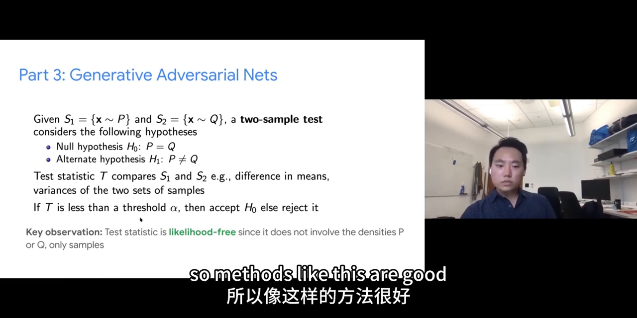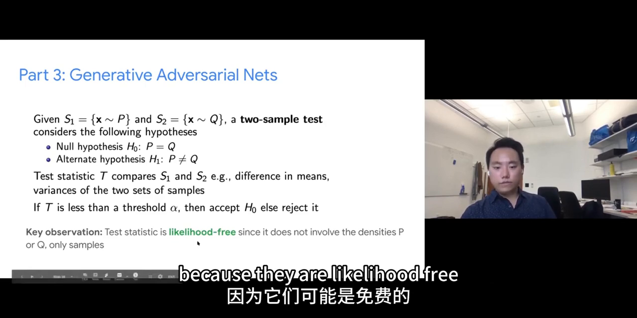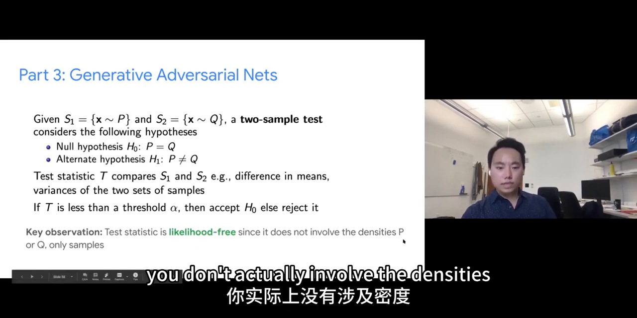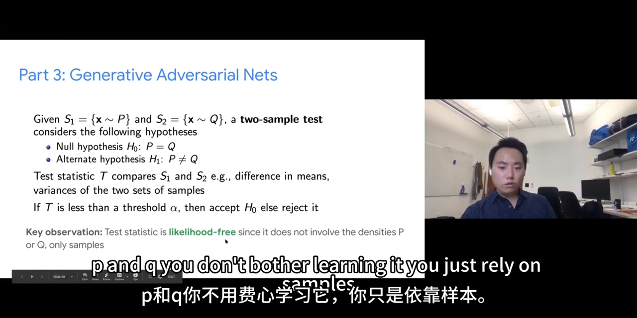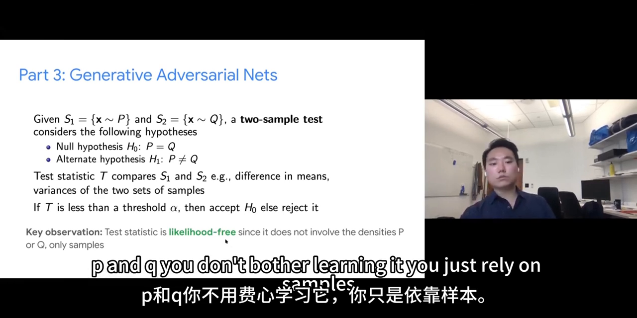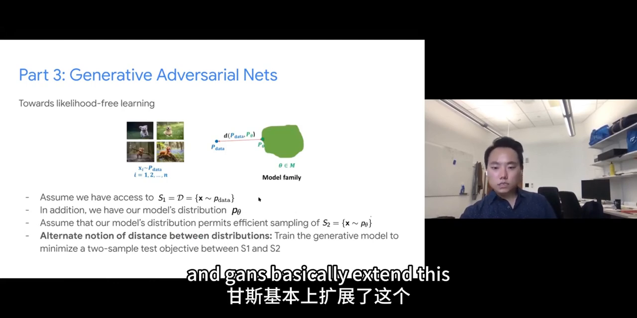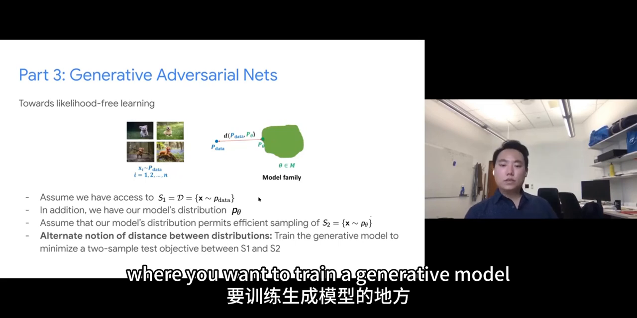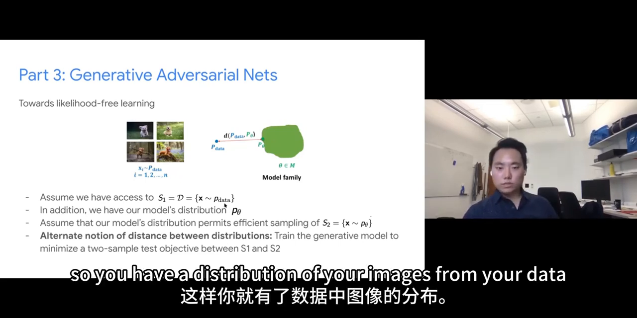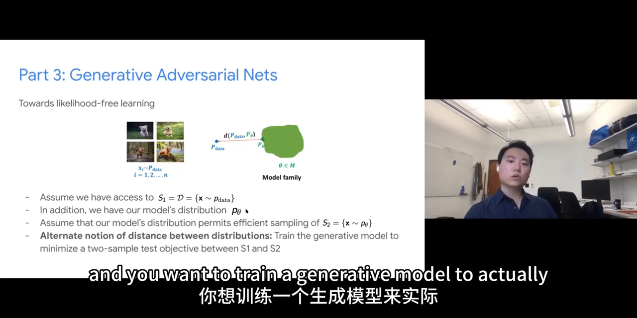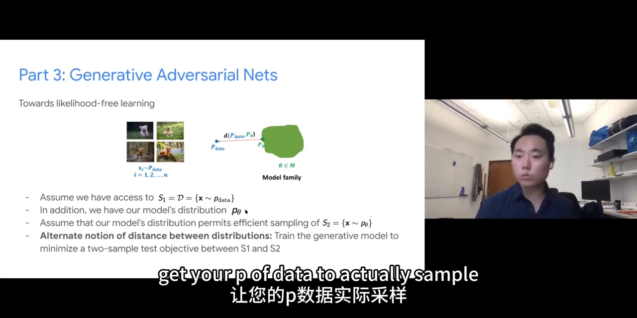So methods like this are good because they're likelihood free. You don't actually involve the densities P and Q. You don't bother learning them. You just rely on samples. And GANs basically extend this where you want to train a generative model. So you have a distribution of images from your data distribution, and you want to train a generative model to get P of theta, to actually sample more images.